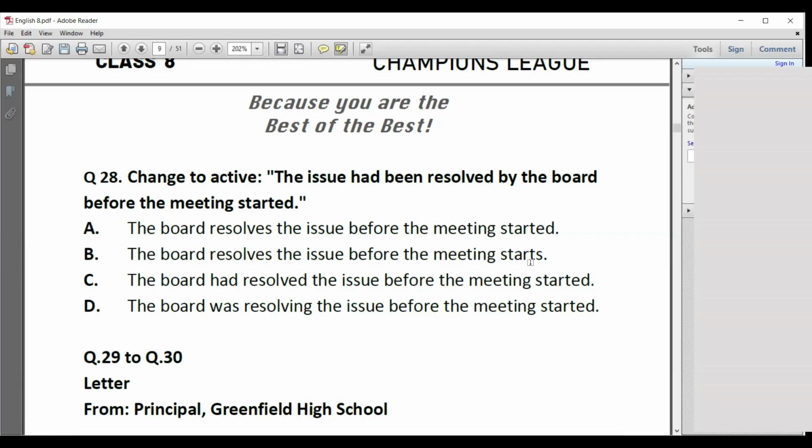Option C. The board had resolved the issue before the meeting started. Option D. The board was resolving the issue before the meeting started. The correct option is option C. The board had resolved the issue before the meeting started.